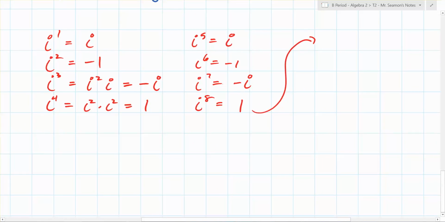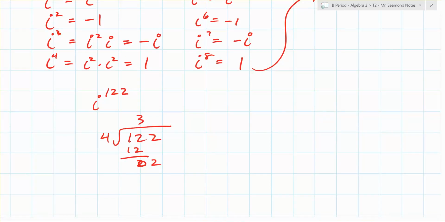So I could theoretically ask you, what is I to the 122nd power? How do you figure what I to the 122nd power is? Divide by 4. So let's divide by 4. 4 into 122 is going to be 30, 12, 0, I mean. What's the remainder? Yeah, I understand. That's why you got to be careful. So 3, 12, 0, bring down the 2. So the remainder is 2.